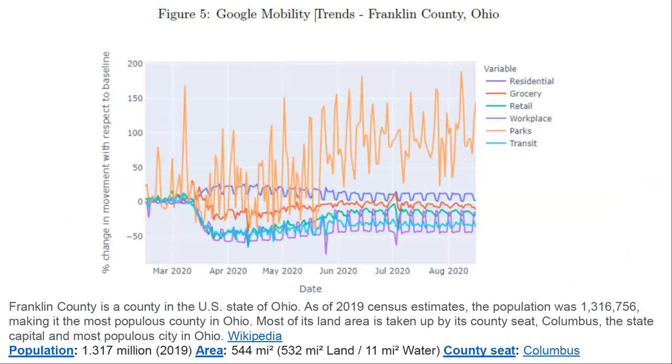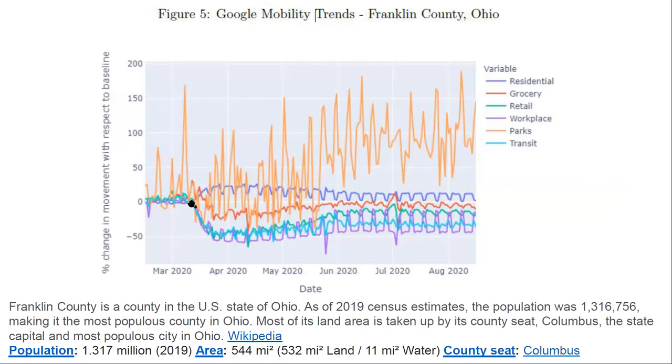Google mobility trends, Franklin County, Ohio. So he chose two counties, Franklin County and Manhattan. I'm going to just assume everybody knows where Manhattan is. Franklin County is actually where Columbus is in Ohio. I actually lived there for a year when I was a postdoc at Ohio State. And he's looking at a couple of variables: residential, grocery, retail, workplace, parks, and transit, and seeing the percent change in movement with respect to the baseline.